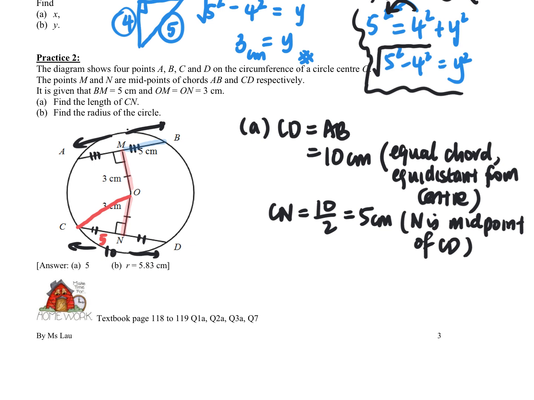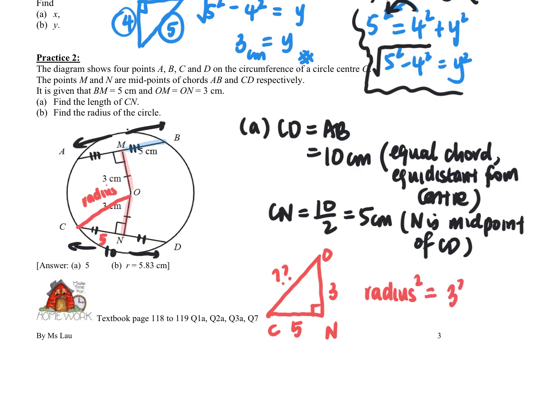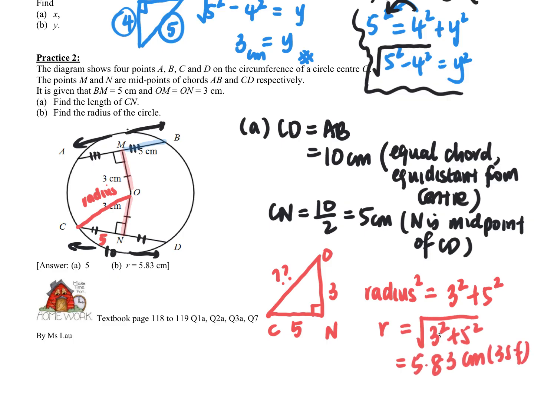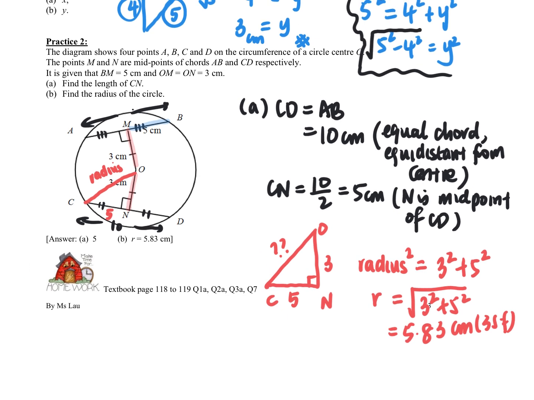Okay, last one. I want radius. So again, you should see a Pythagoras theorem here. O, C, and N. This is 3. This is 5. I want to find radius. So let's use Pythagoras theorem. Radius square is equal to 3 square plus 5 square. So radius is square root 34, 5.83. So 3 SF. Okay, so it's just these 3 properties. You see when you can use which one.